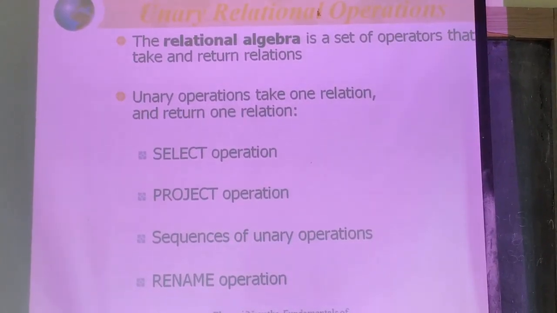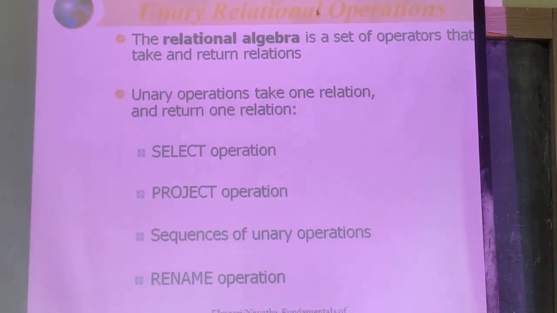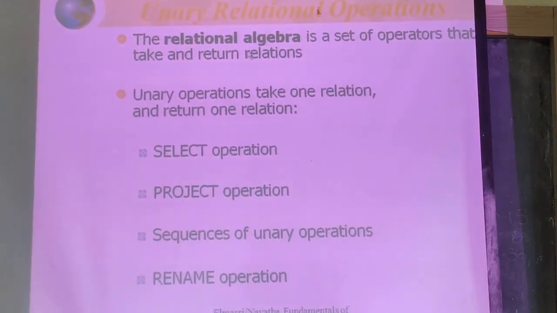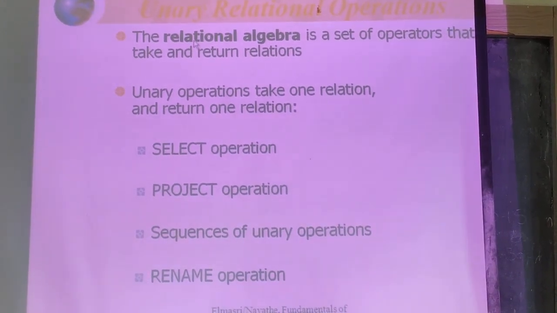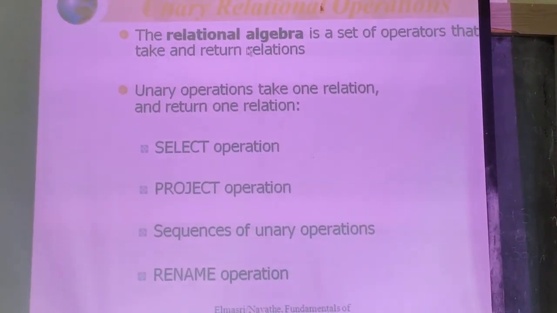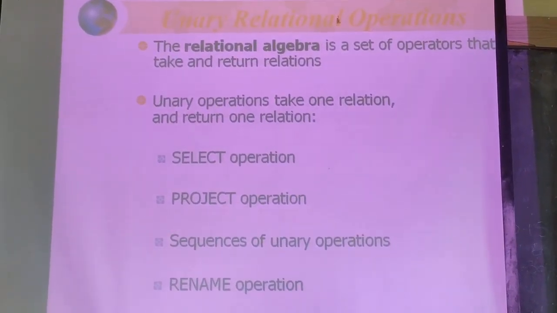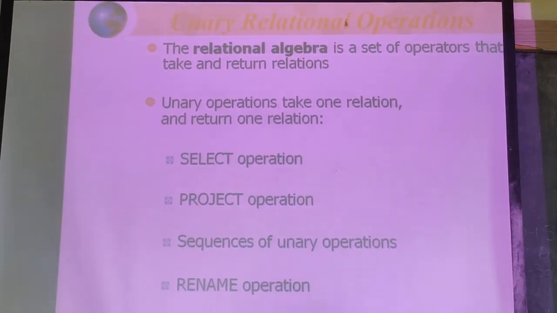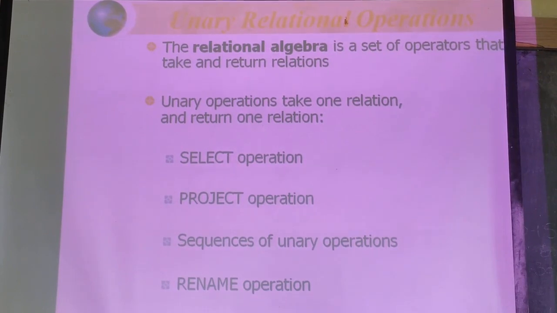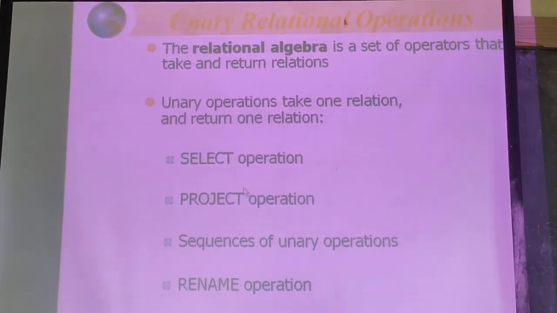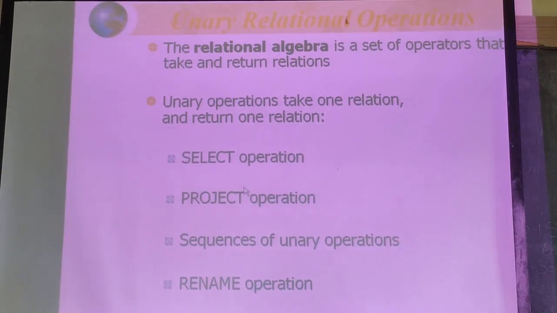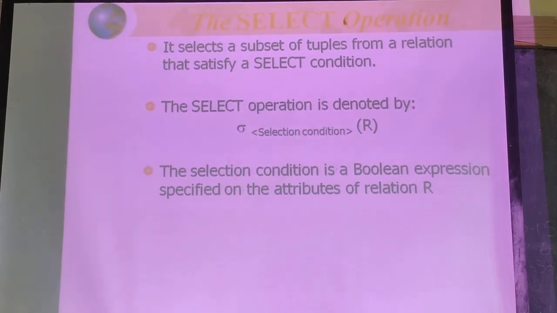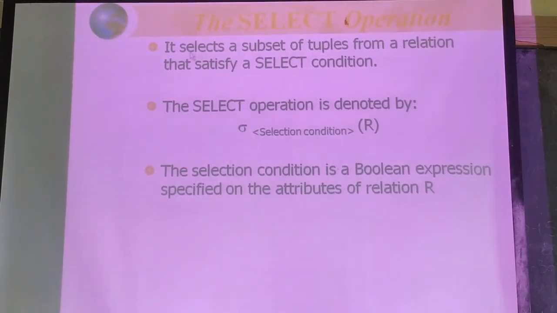In the unary relation operation, we must be able to understand how to use the different kinds of operations we can perform on the relation. Relational algebra itself contains a set of operations, and it creates one more new relation. First we have the select operation, and we also have the project operation. Now let me discuss two important operations: one is select and the other is project.